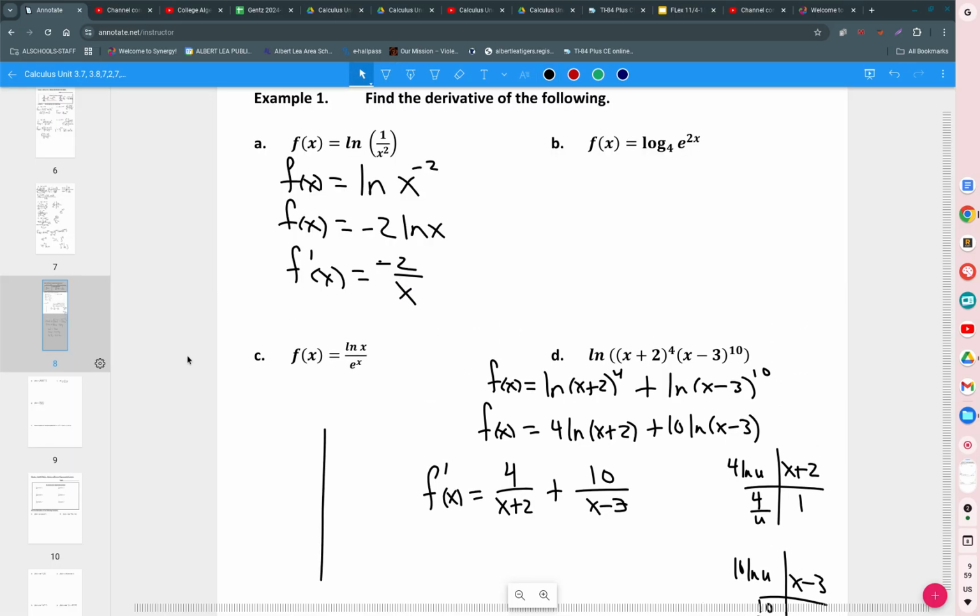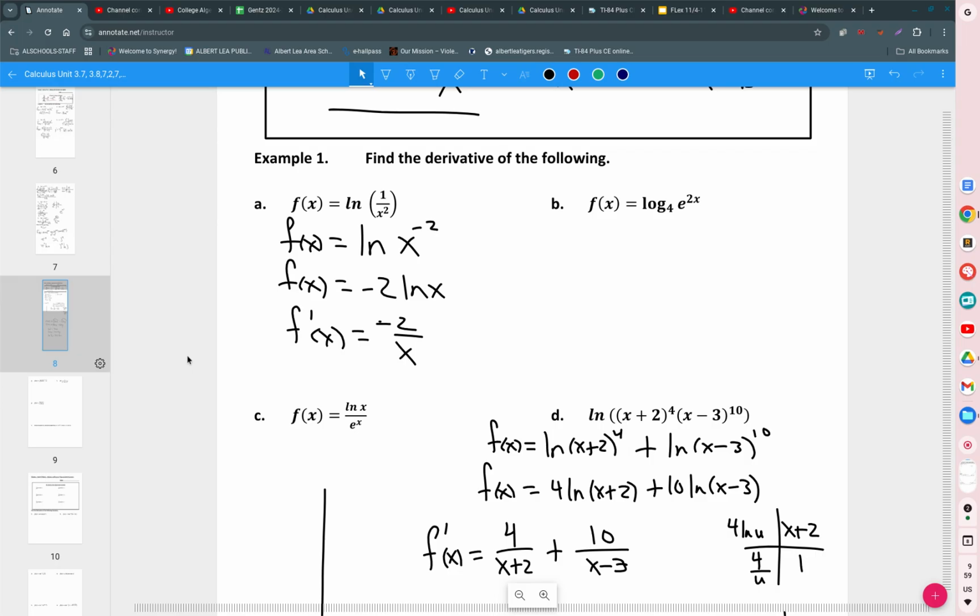Let's move on up. I'm going to change this problem, and I'm going to change it to log base 4 of x to the 5th. You could use the chain rule, or what could you just do right away? Put the 5 up front. So f of x is equal to 5 log base 4 of x.